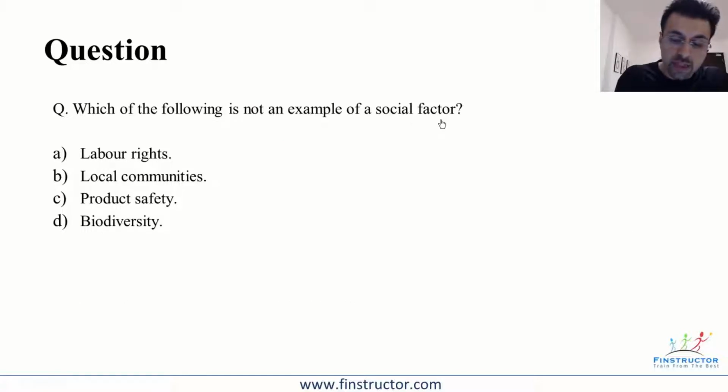Which of the following is not an example of a social factor? Labor rights are a social factor. Local communities are a social factor. How your product impacts local communities. Product safety is also a social factor. Biodiversity is an environmental factor. Is not a social factor. So this will be the correct answer.